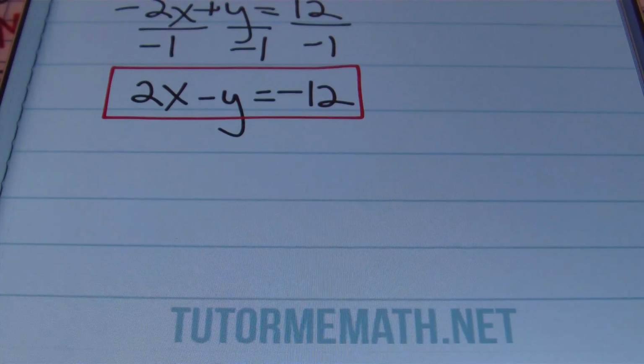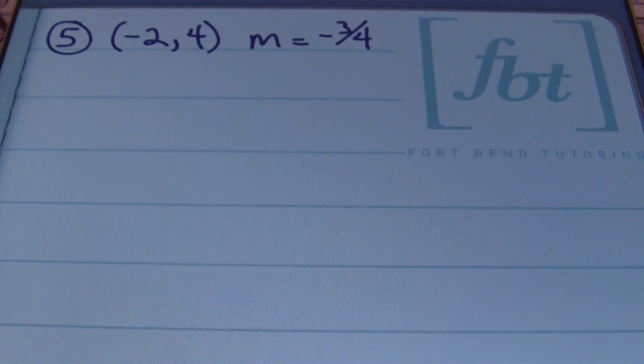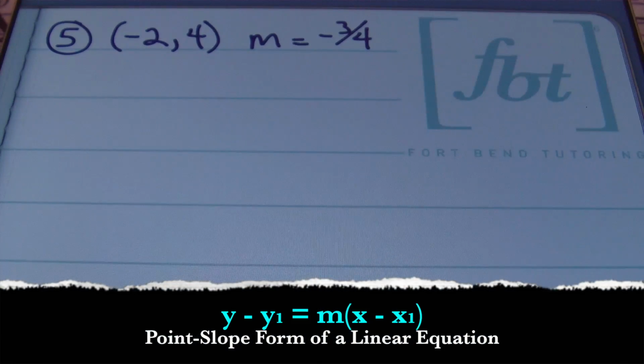That's standard form. Let's move on to the next problem. In problem number 5 here, we're given a point and the slope. So if I'm given a point and I'm given a slope, then one way to solve it is to use the point slope form. Okay, so that's what I'm going to do.